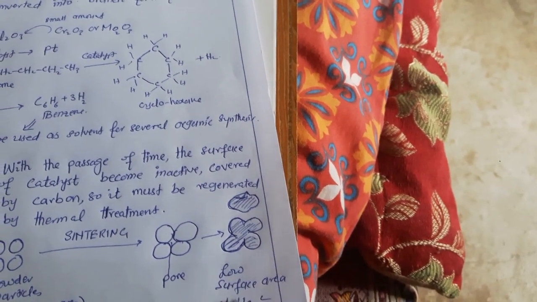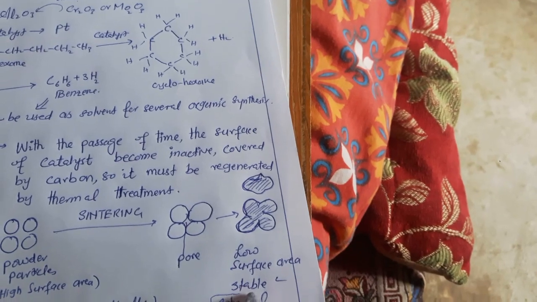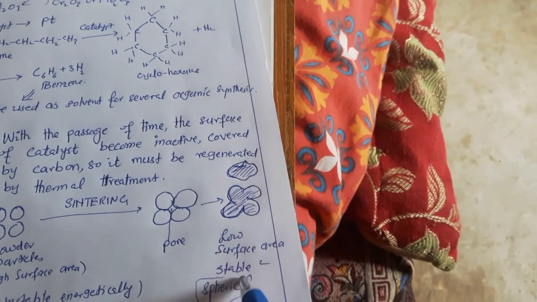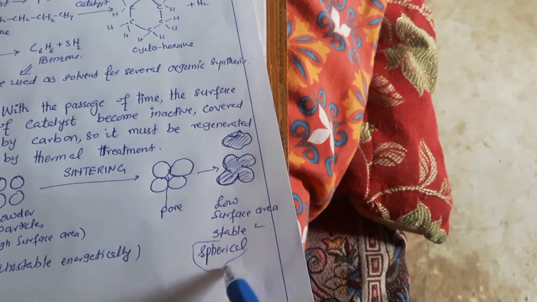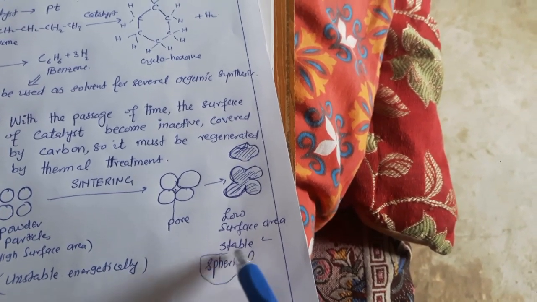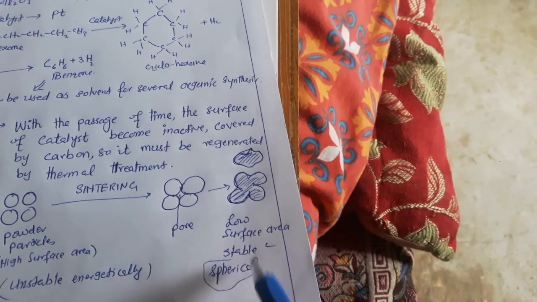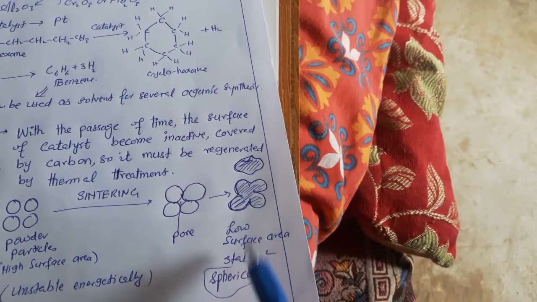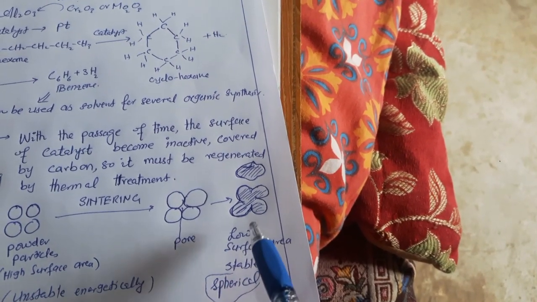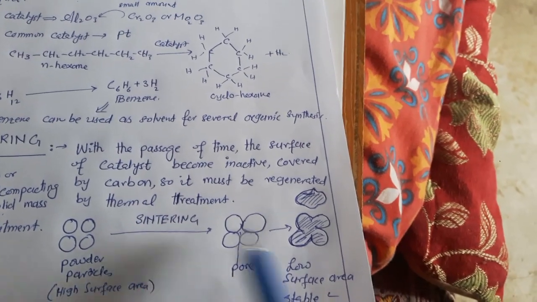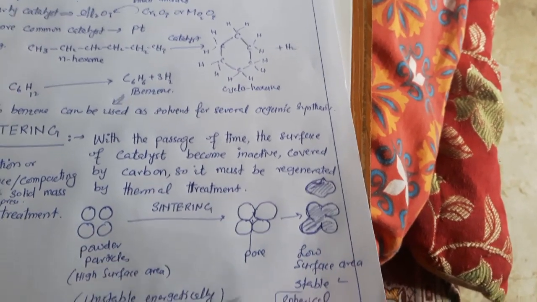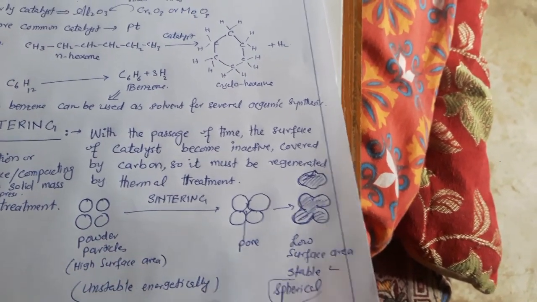It has low surface area, and this low surface area is energetically stable, and the spherical shape has the lowest surface area. So this is stable, but its surface area is reduced, and this is not the same catalyst as we used. So this is a drawback. Later on we will discuss this. This is the regeneration problem that happens during regeneration of a catalyst.